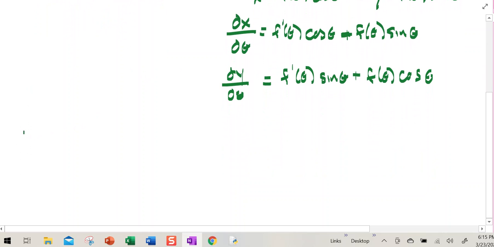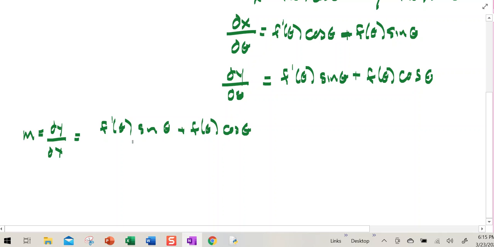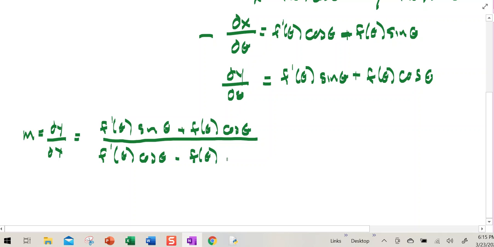So our slope is dy/dx, which is going to be equal to f prime of theta times the sine of theta plus f of theta times the cosine of theta. And that is being divided by this. So that's f prime of theta cosine of theta minus f of theta times the sine of theta. Now, what do we do with all of this? This looks like a great big old mess.